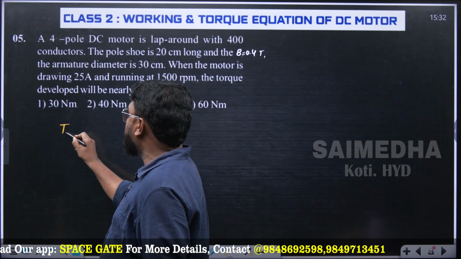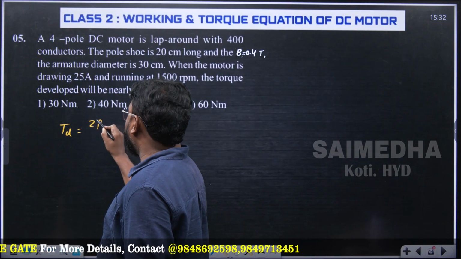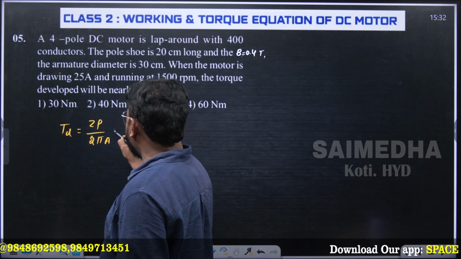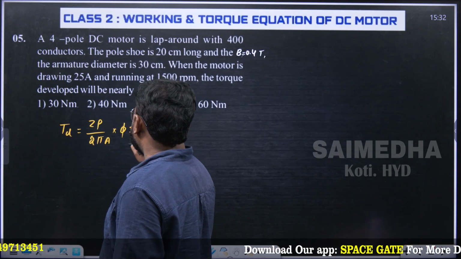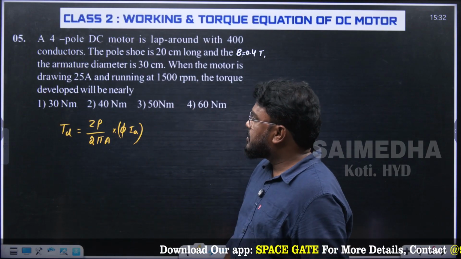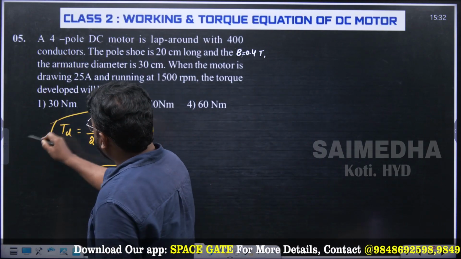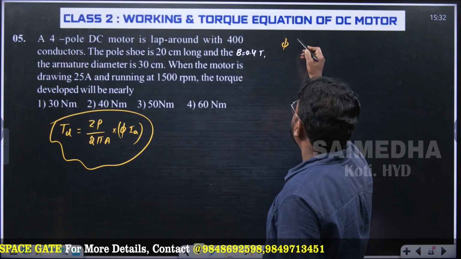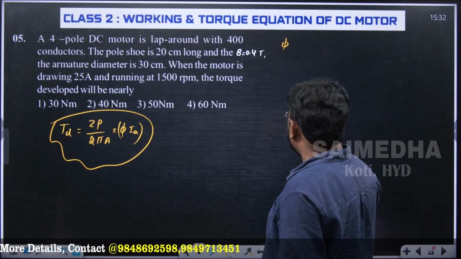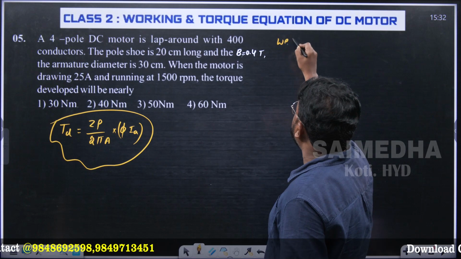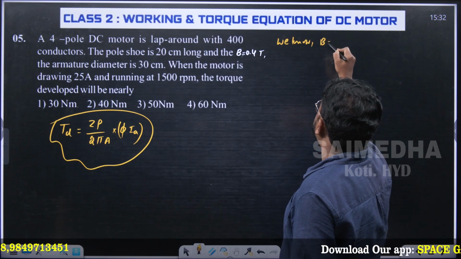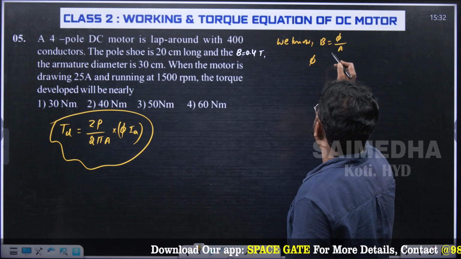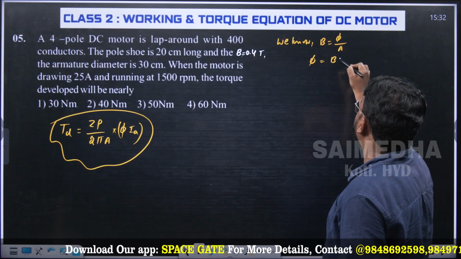Torque developed in the DC motor, Td, is equal to ZP by 2πA multiplied by the flux and armature current. So this is the formula to find out the torque developed by the DC motor. Now let us calculate one by one. First we need the flux. We know flux density B is equal to flux by area, so flux per pole times the number of poles is equal to B into A.